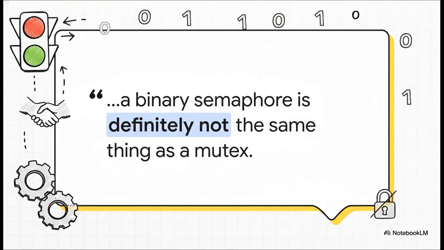And this is so important, I want to call it out specifically. You might look at a binary semaphore, one that can only count to 1, and think, hey, that's just a mutex. But no, it's absolutely not. Why? Because of that ownership rule. Even a binary semaphore can be given by one task and taken by another. It's still a signal, not a lock.